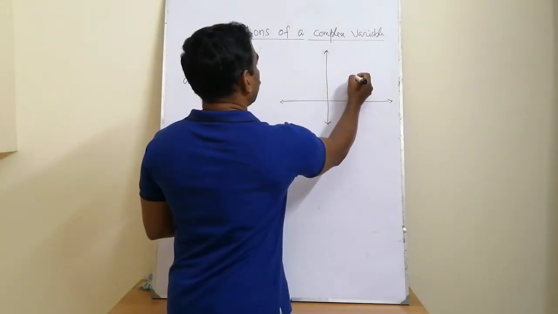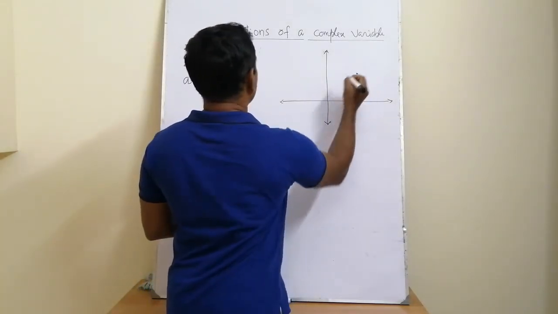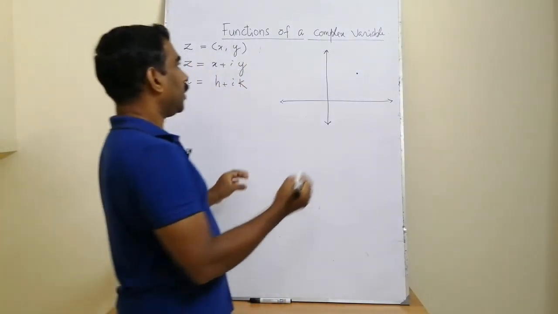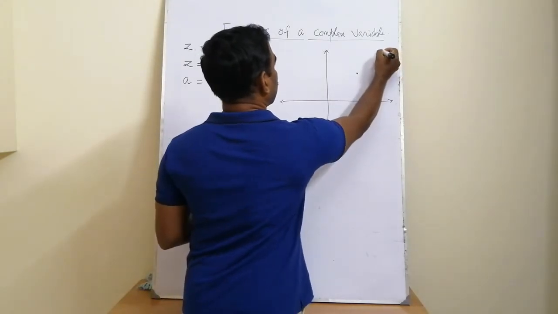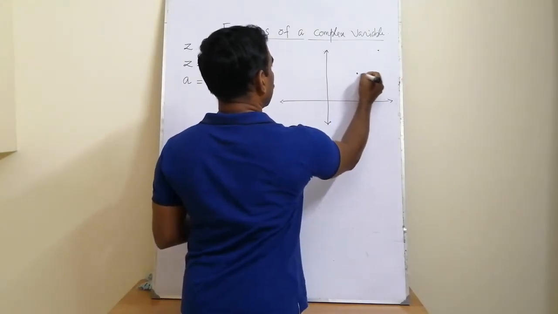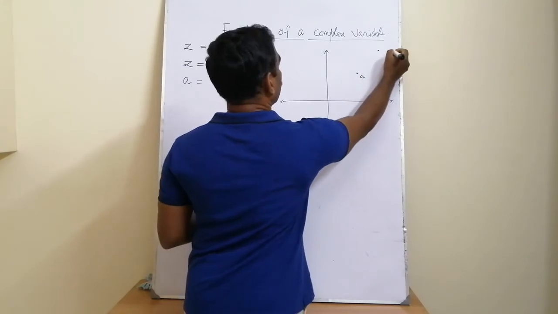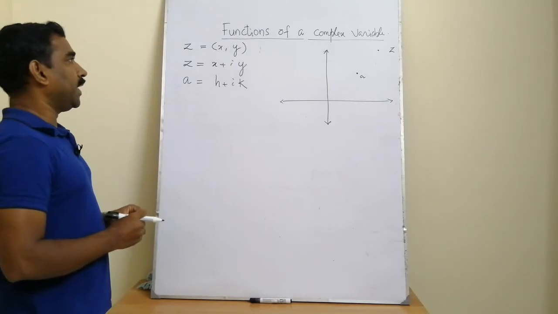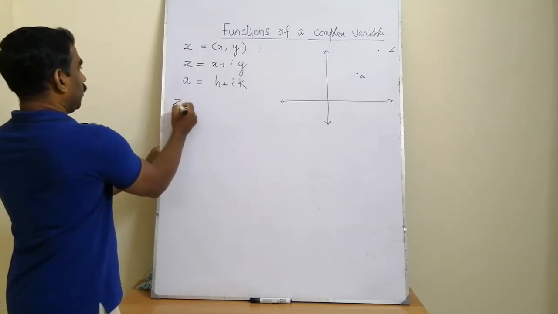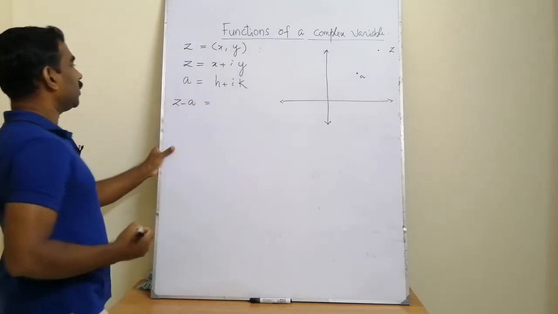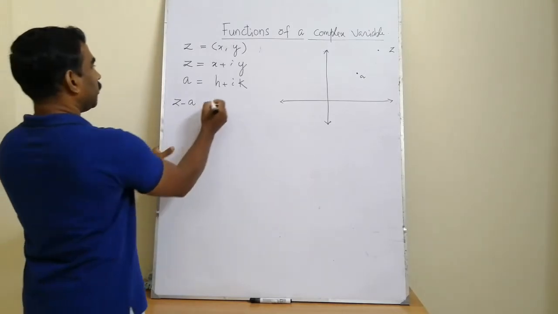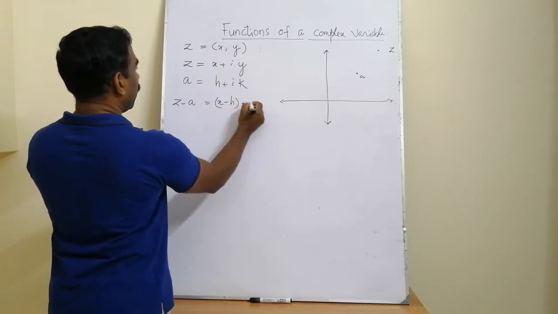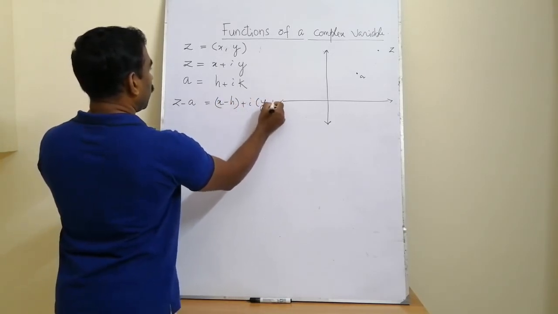Suppose we are plotting this fixed complex number. Suppose this is the position of the fixed complex number, say a or h plus ik, and this is our variable complex number, say z. So this is our a and this is our z. Then what is the distance between z and a? So we can construct the complex number z minus a. What is z minus a? z minus a is another complex number with the real part x minus h and imaginary part y minus k.